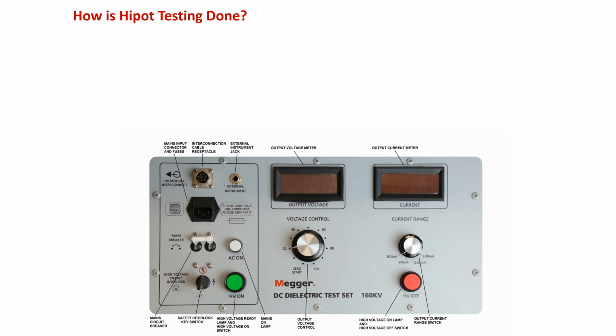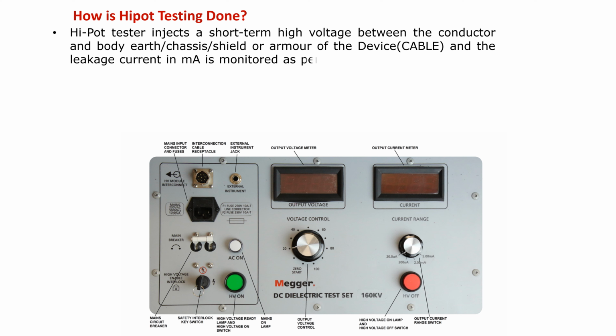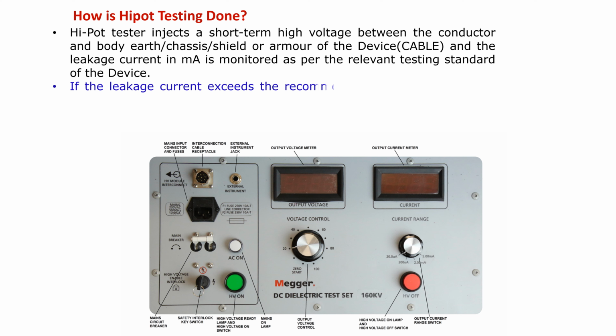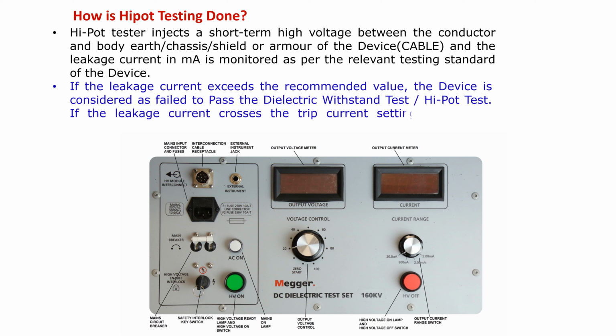How is Hipot testing done? Hipot tester injects a short-term high voltage between conductor and body earth, chassis, shield or armor of the device, here cable, and the leakage current in milliampere is monitored as per the relevant testing standard of that device. If the leakage current exceeds the recommended value, the device is considered as failed to pass the dielectric resistance test or Hipot test. If the leakage current crosses the trip current setting, the Hipot instrument automatically trips.